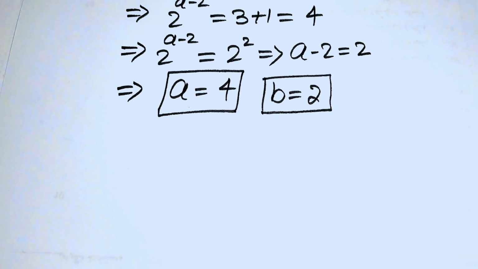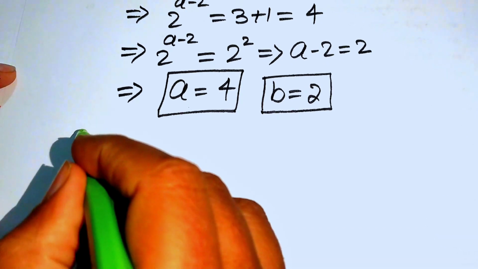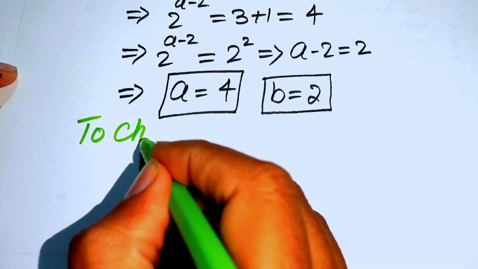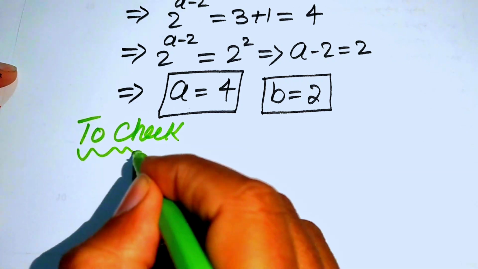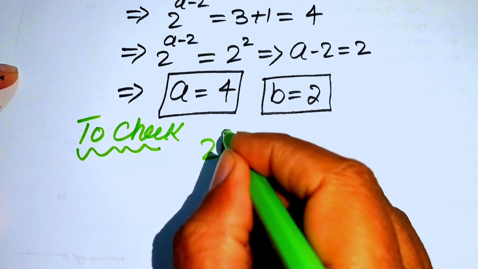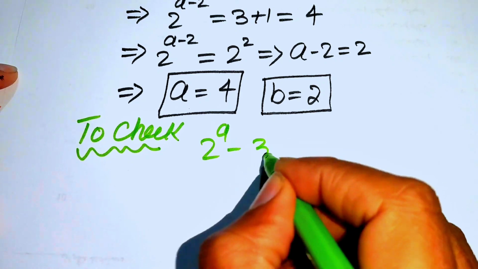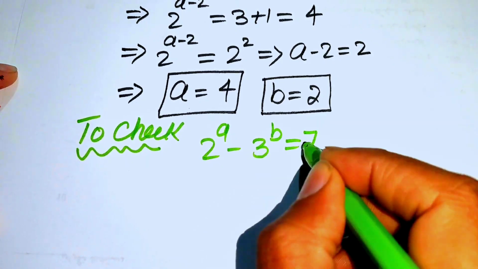And now we check the values of a and b. Do the values of a and b satisfy the given question or not? In order to check, first we copy down the question statement. It is 2 to the power of a minus 3 to the power of b equals 7.